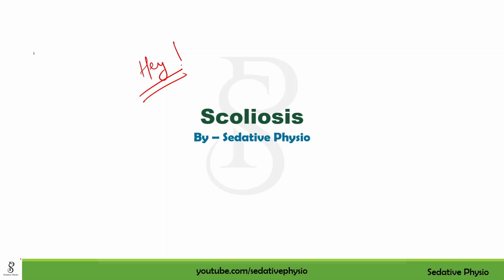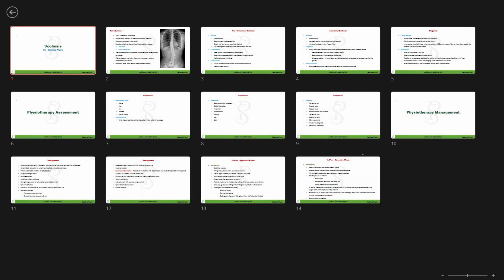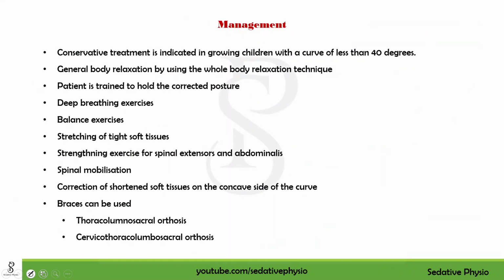Okay, so let's proceed to the physiotherapy management for scoliosis. For physiotherapy management of scoliosis, we can go for either the conservative method or the surgical method. The surgical method is applicable only if the angle of the curvature is very high and it cannot be treated with physiotherapy. Then the patient must go for surgical interventions. And after the surgical interventions, we physiotherapists play an important role in the recovery and rehabilitation of the patient.